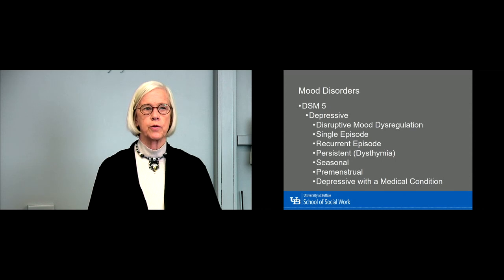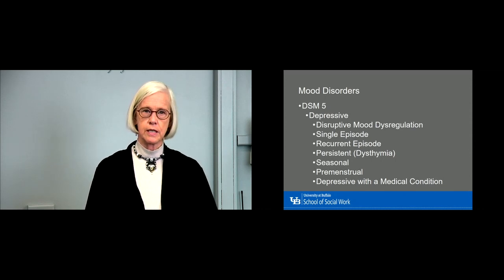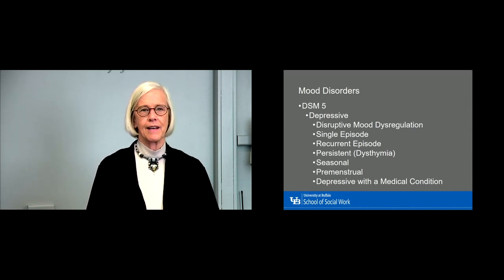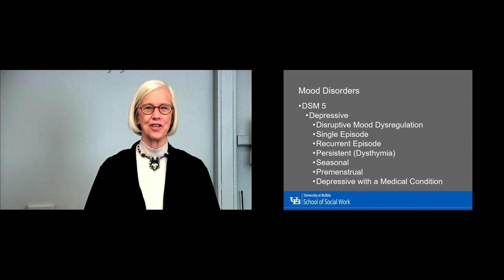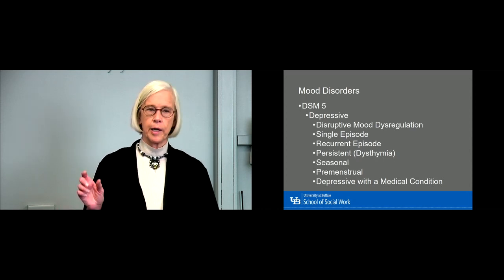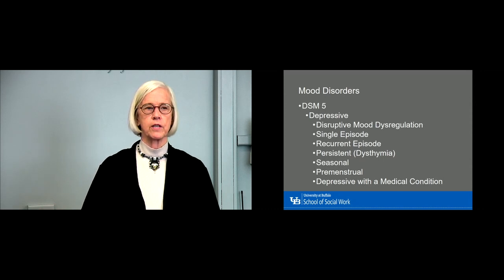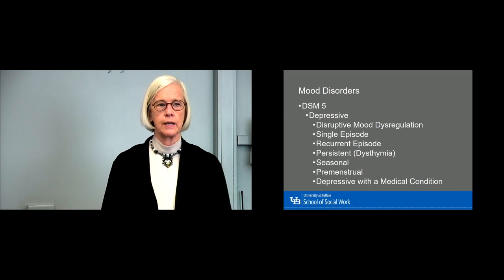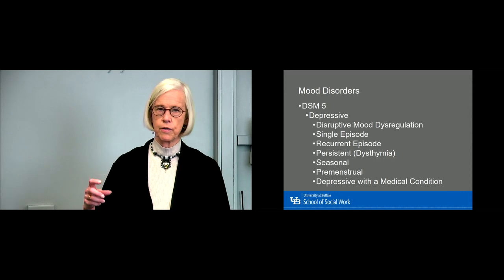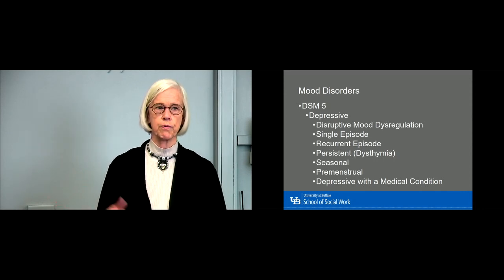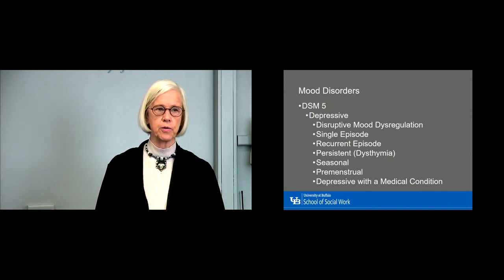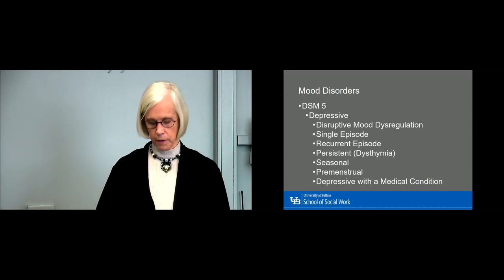Instead, the DSM uses disruptive mood dysregulation. As I said, this kind of deals with adolescent irritability, agitation as a presenting problem. It also looks at single episodes and recurrent episodes. And persistent mood depressive disorder, which includes dysthymia or is in fact dysthymia, seasonal patterns, premenstrual, and medical conditions. I don't teach the last two because those are medical conditions. Premenstrual is really a gynecological problem, and medical conditions is a medical condition.